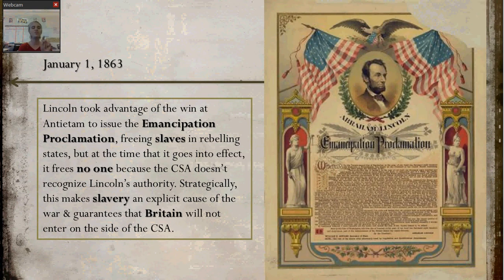However, what this document does is make slavery an explicit cause of the war. That's something that had never been stated before. But by issuing this document, slavery becomes one of the causes of the war. And Britain, who had been considering joining in an alliance with the South, now says, you know what, we've got to step back from this, because slavery had been illegal in Great Britain. And now that slavery is part of what this war is being fought over, they're not willing to join in anymore. Okay, so it guarantees that Britain will not enter on the side of the Confederacy.